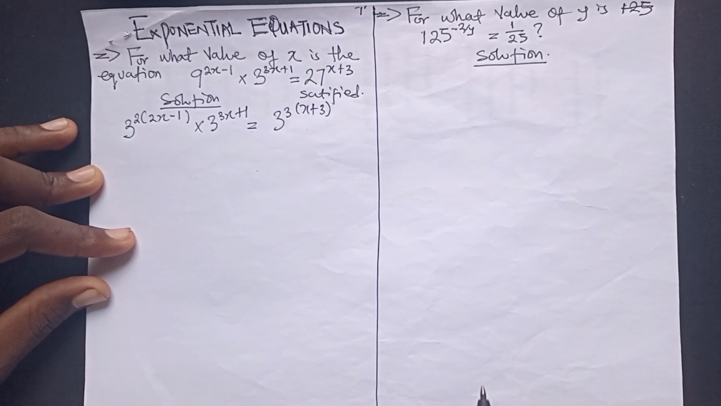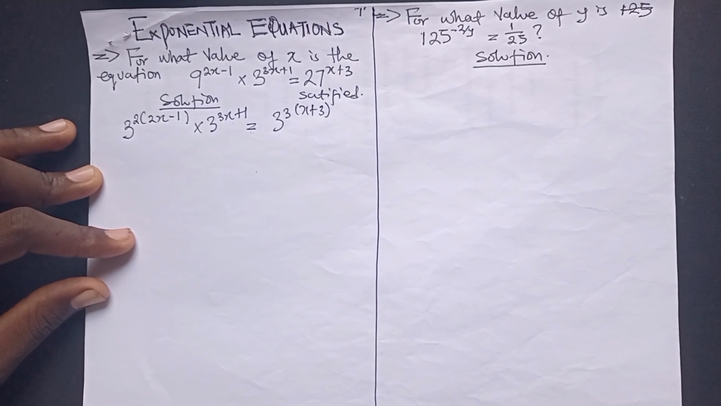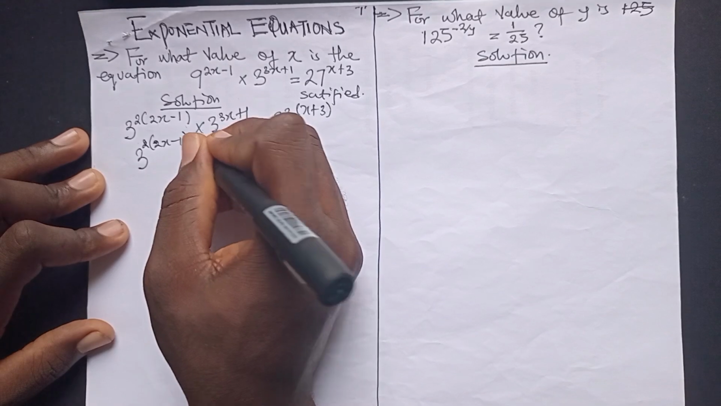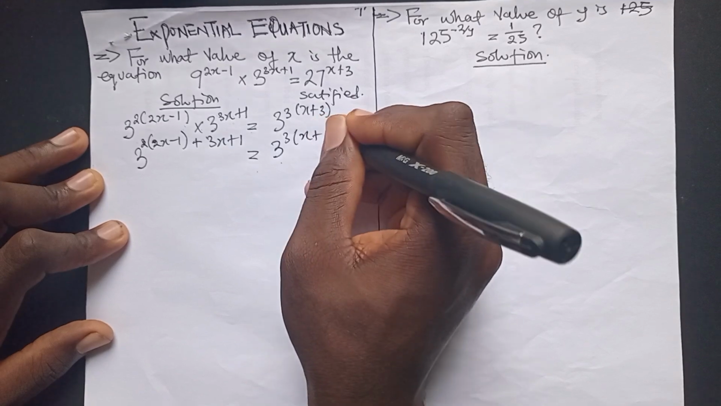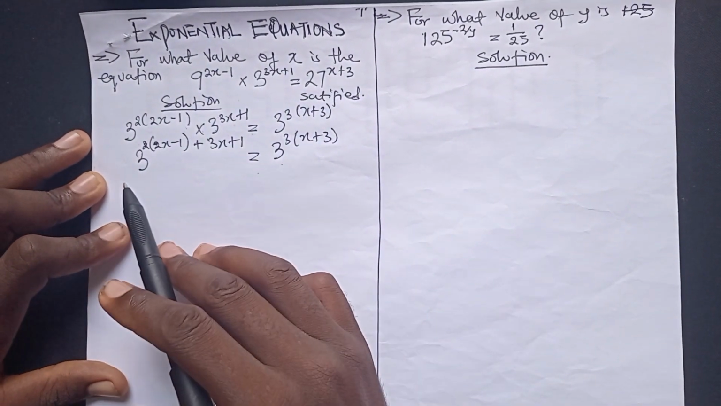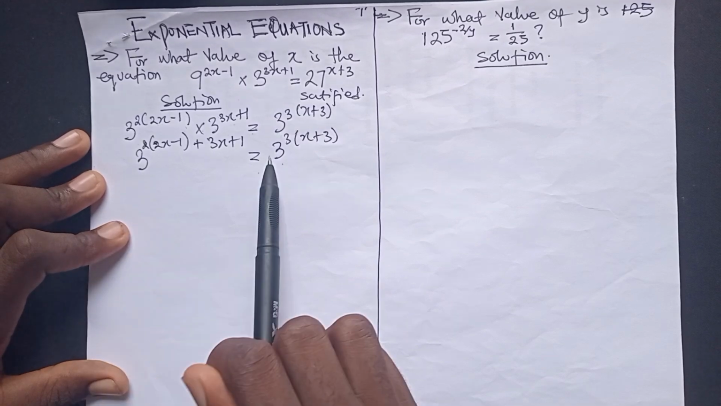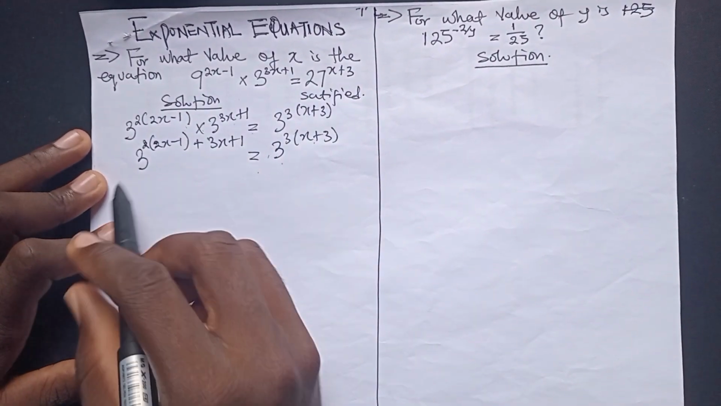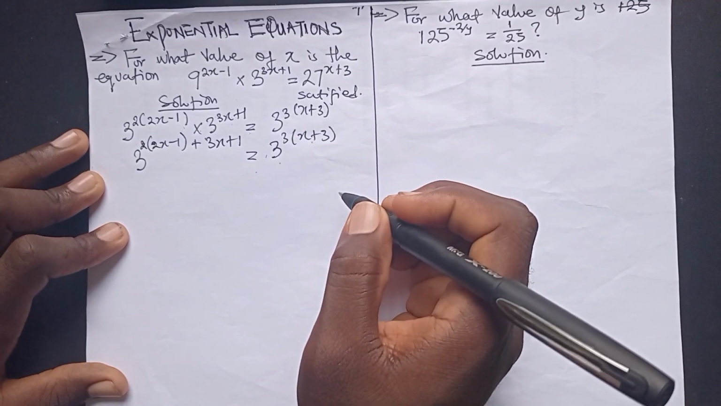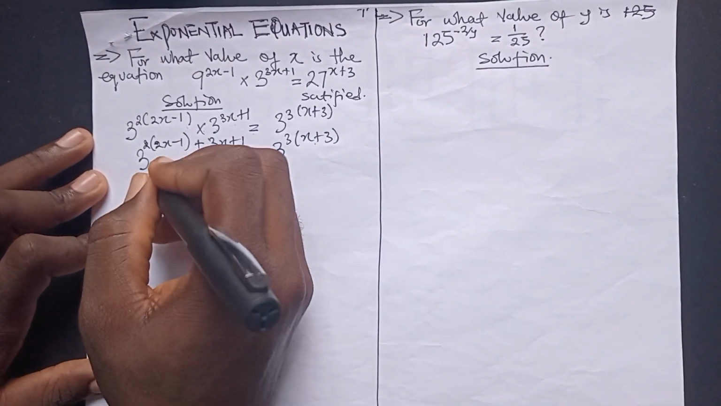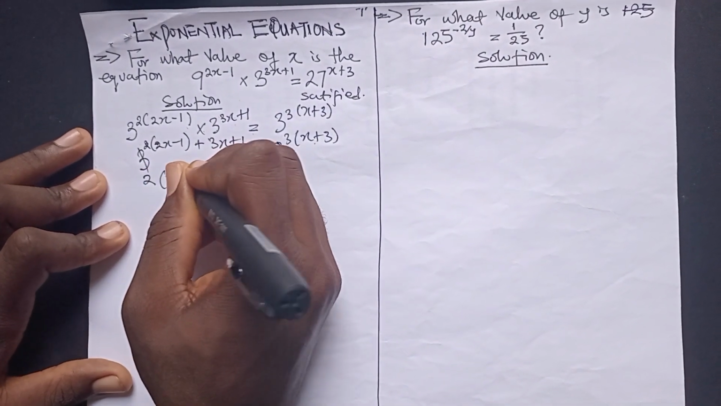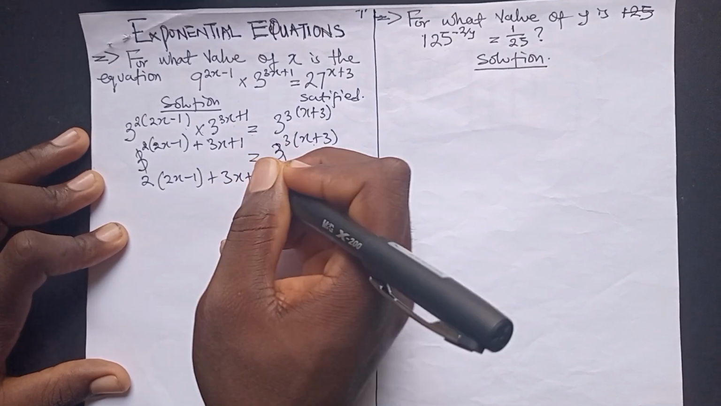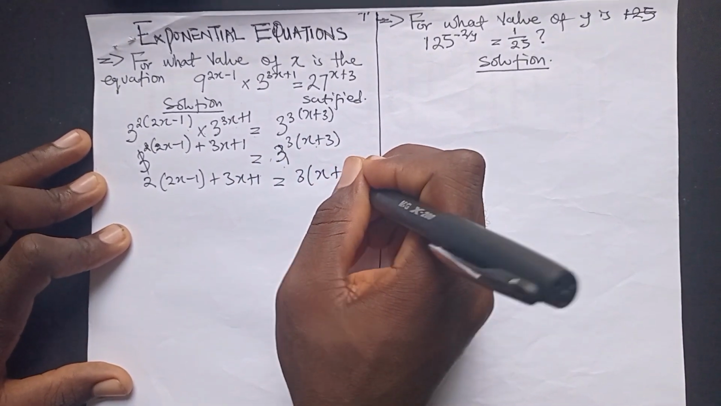So now, from the laws of indices, 3 raised to power 2 in bracket 2x minus 1 plus 3x plus 1 is equal to 3 raised to power 3 in bracket x plus 3. Applying the exponential law that whenever the bases are equal, you equate the index. The bases are equal here, so we can equate the index because 3 can cancel out 3. So you have 2 in bracket 2x minus 1 plus 3x plus 1 equal to 3 in bracket x plus 3.